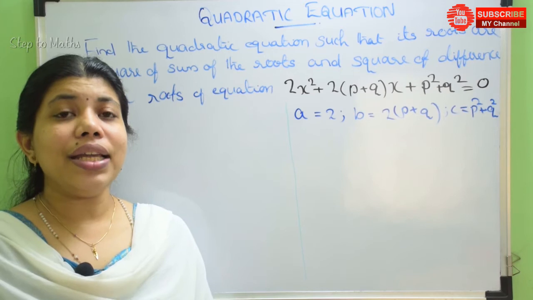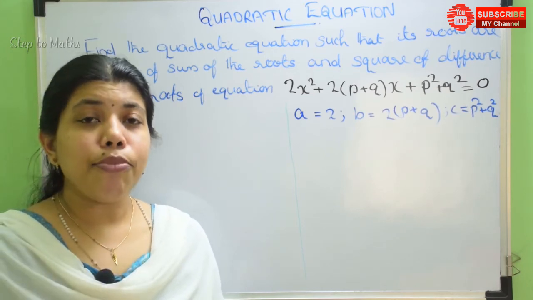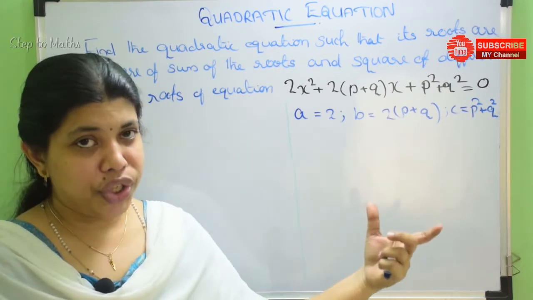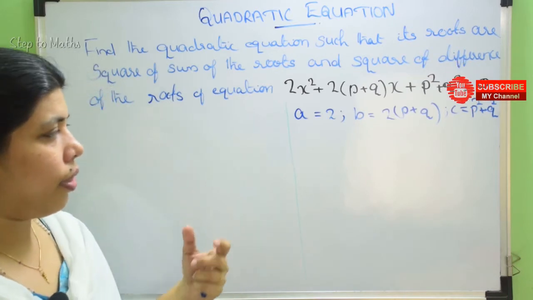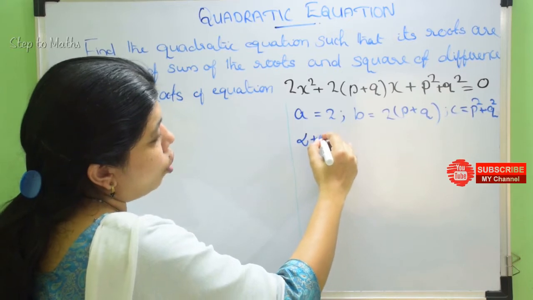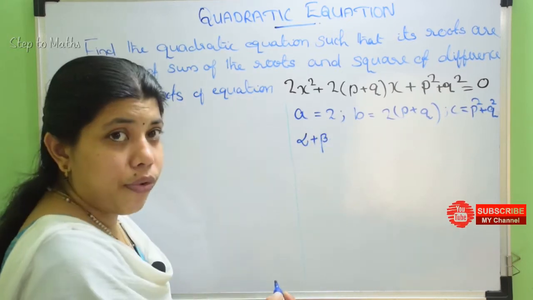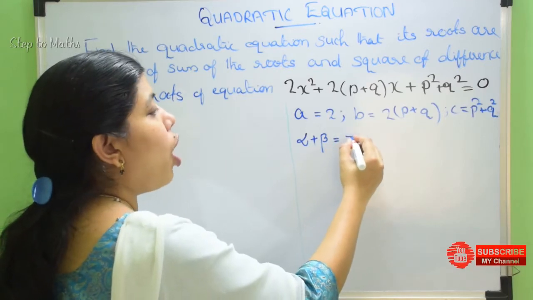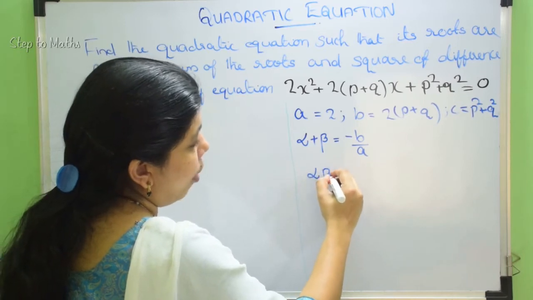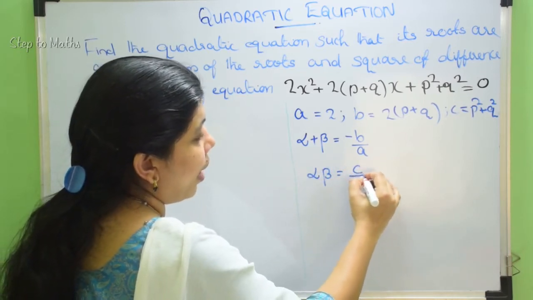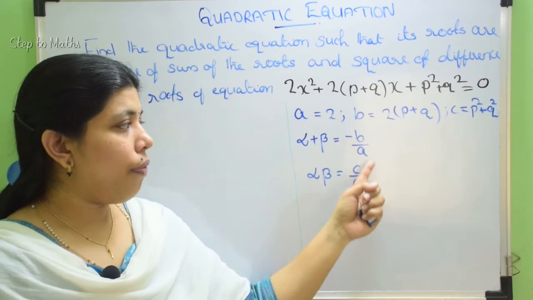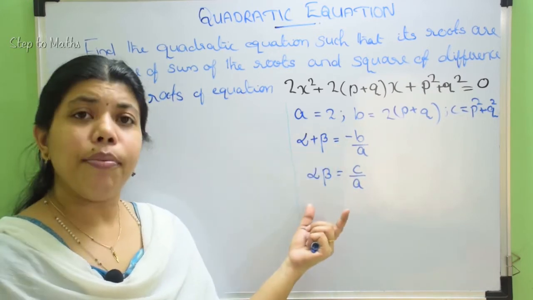And we know there is a relation between the sum of roots and product of roots with their coefficients. If alpha and beta are roots of a quadratic equation, then the sum of roots alpha plus beta is equal to minus b by a, and the product of roots alpha beta is equal to c by a. This is the relation between the coefficients of a quadratic equation and its sum of roots and product of roots.